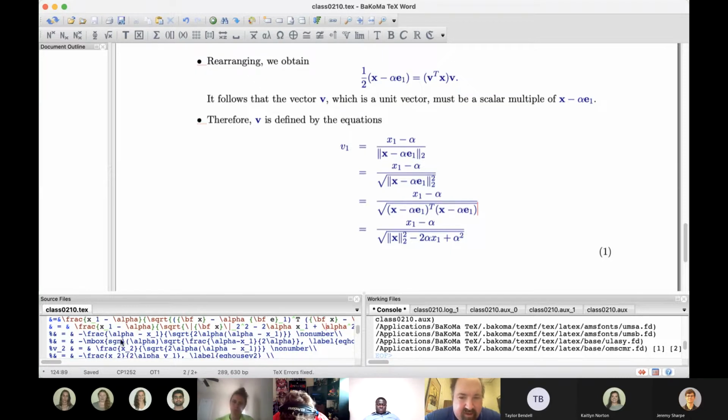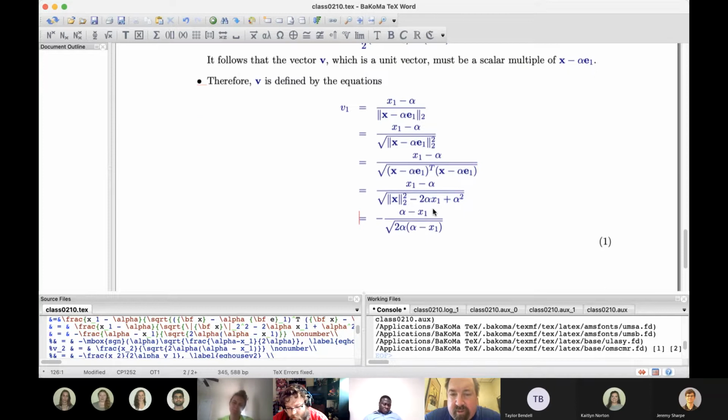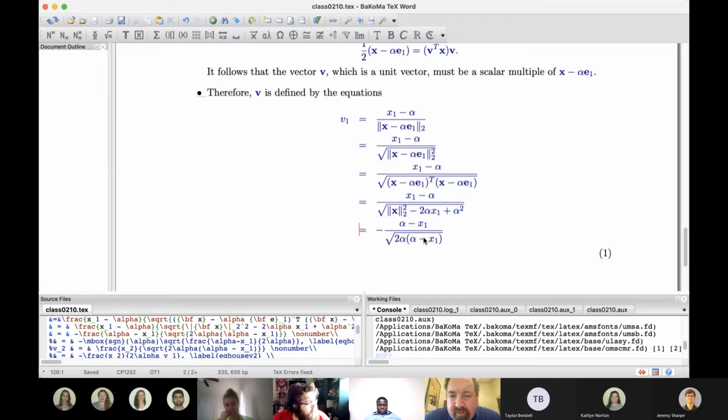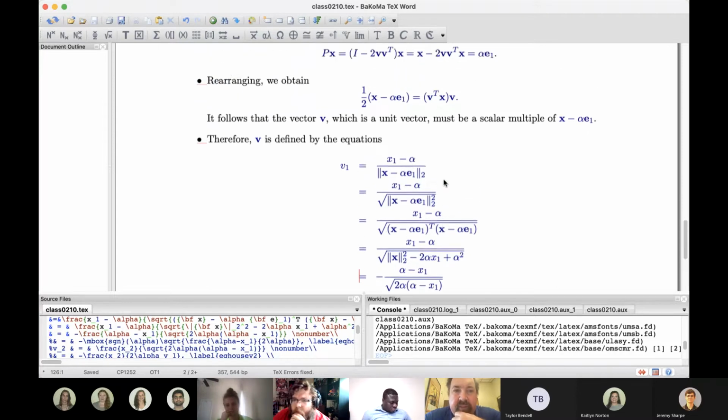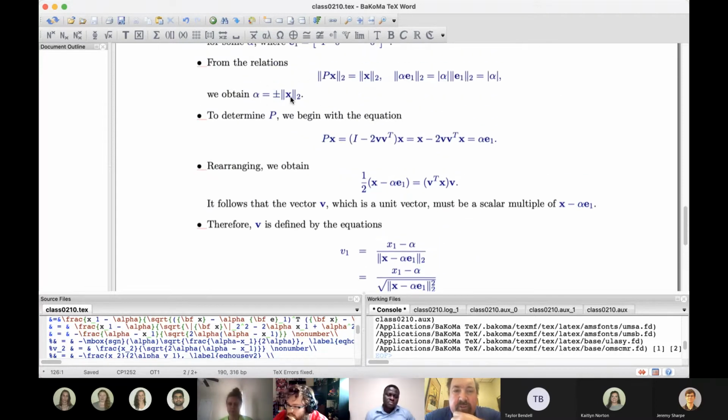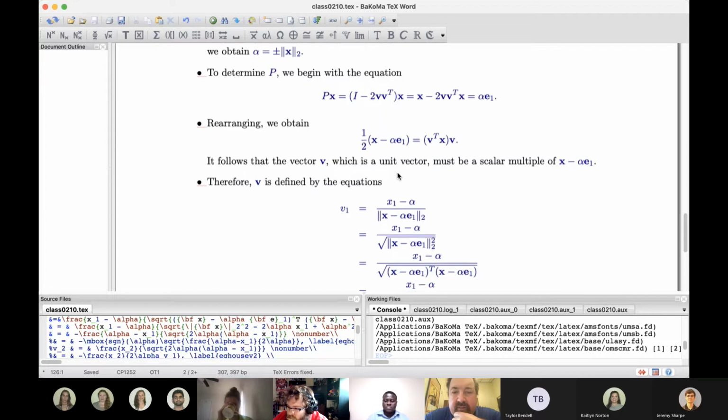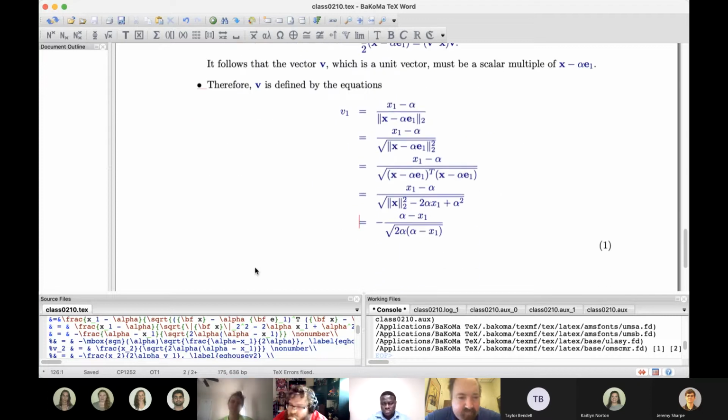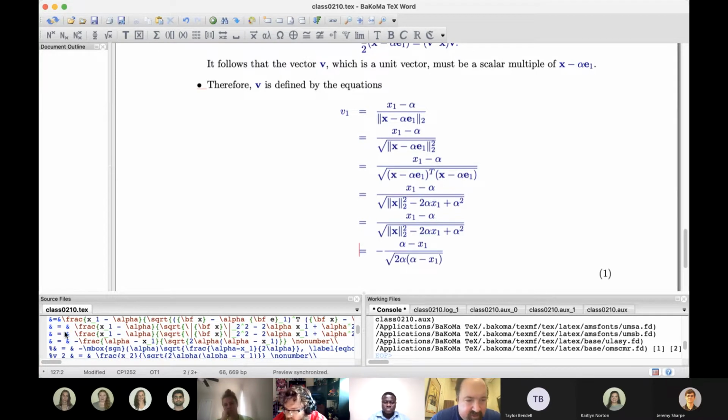Okay. All right. So now, what I'm doing here to get from here to here is, remember, alpha is plus or minus the 2 norm of x. So this 2 norm squared of x, that's just alpha squared. So these two alphas add together, and that gives me this.